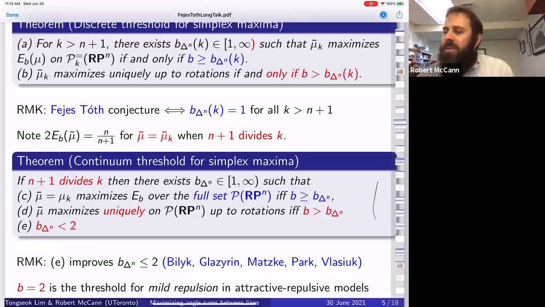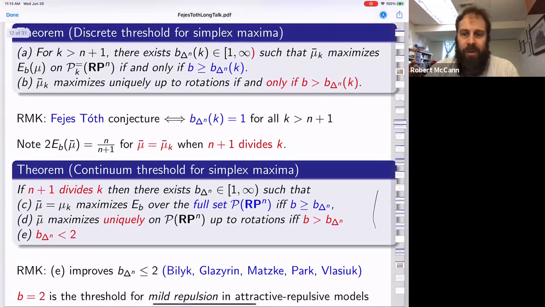If we want to deal with a finite sum of point masses and the point charges are not divisible by n+1, then we still don't know the threshold. We don't have any explicit bounds on the threshold. We just know it's finite. Okay, before I go on, I should ask, are there questions about the statements?